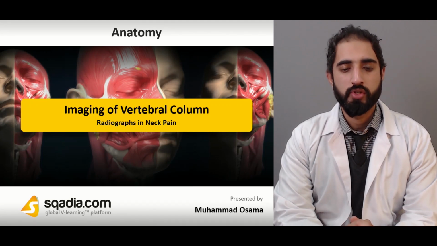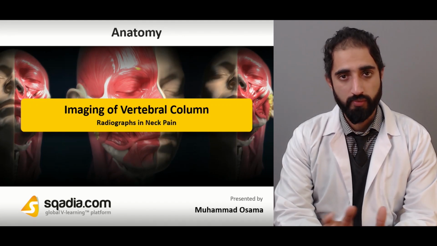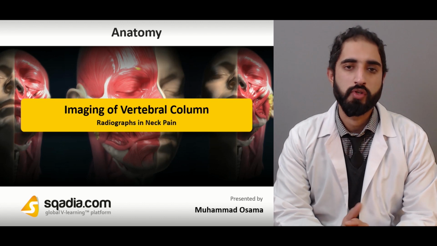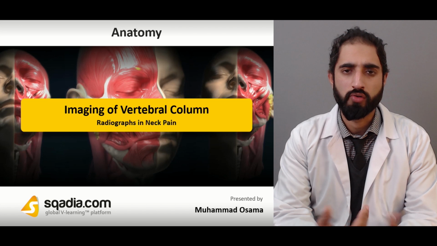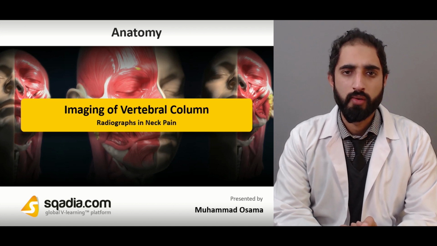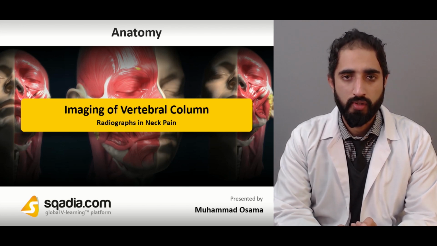Talking about the imaging of the vertebral column, there are some clinical manifestations we should discuss, even though there are actually a lot, but we are not going into the pathologies. We are talking about the normal anatomy in terms of its appearance on imaging and radiographs.